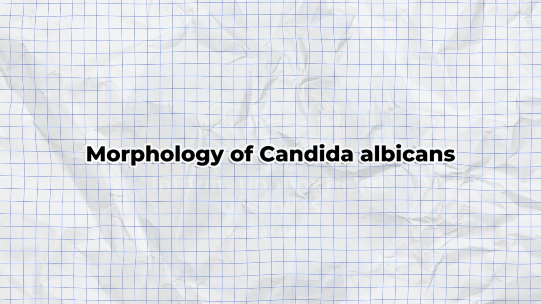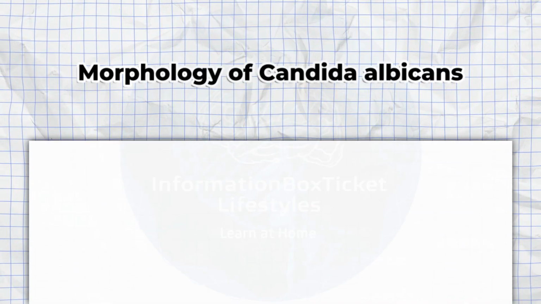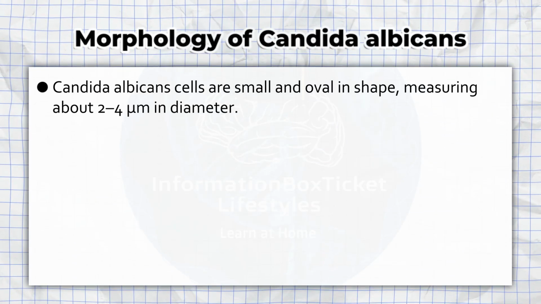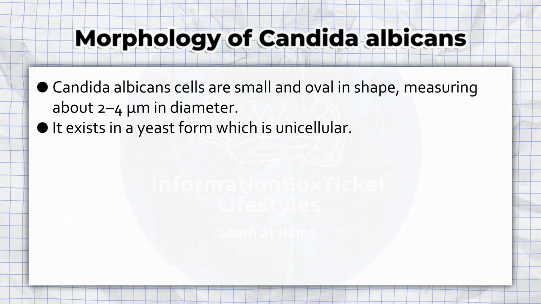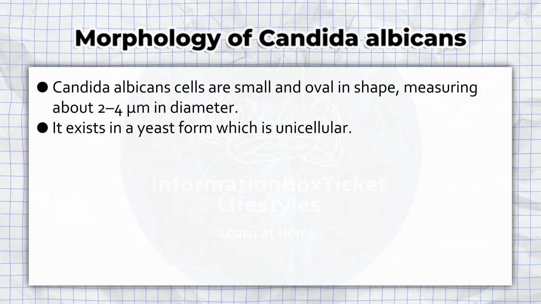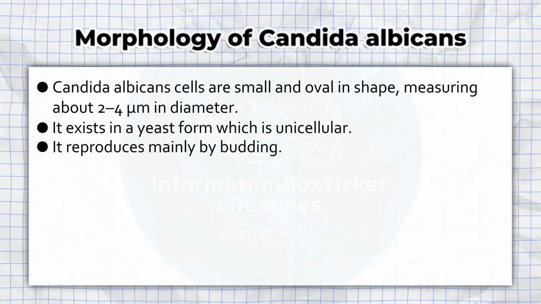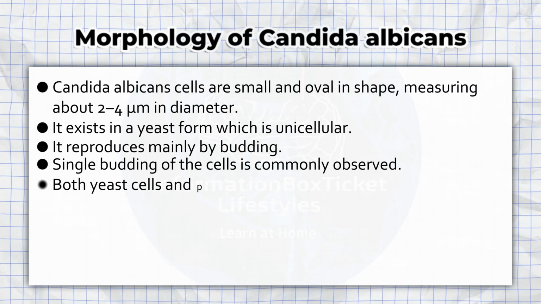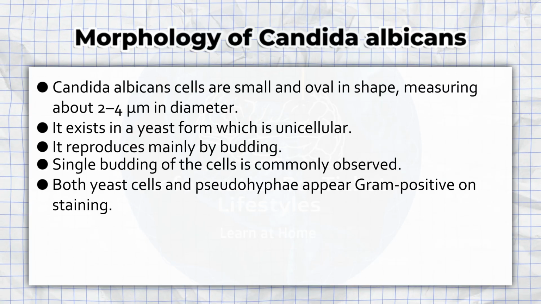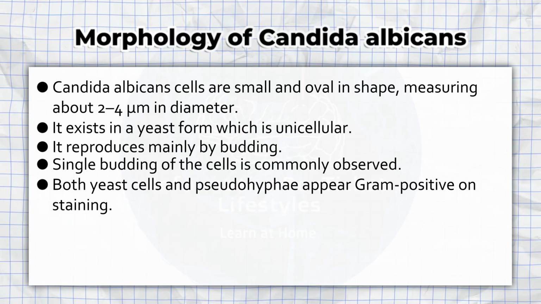Morphology of Candida albicans. Candida albicans cells are small and oval in shape, measuring about 2 to 4 micrometers in diameter. It exists in a yeast form which is unicellular. It reproduces mainly by budding. Single budding of the cells is commonly observed. Both yeast cells and pseudohyphae appear gram-positive on staining.